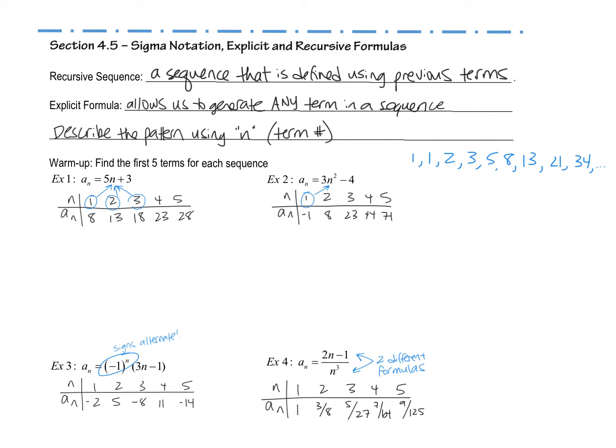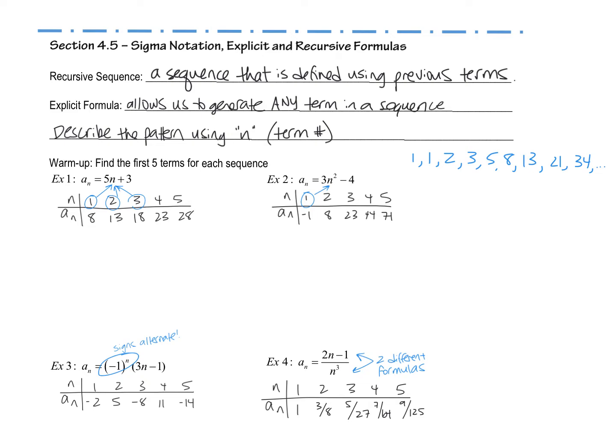This is called a recursive sequence because you're using the previous terms to figure out the next term. To figure out this one, you're using these two. To figure out this one, you're using these two. That's called a recursive formula, okay? And so that will help explain what some of these definitions are. But I'm going to do, as a warm-up, the first 5 terms for each sequence. This is something that's pretty simple.